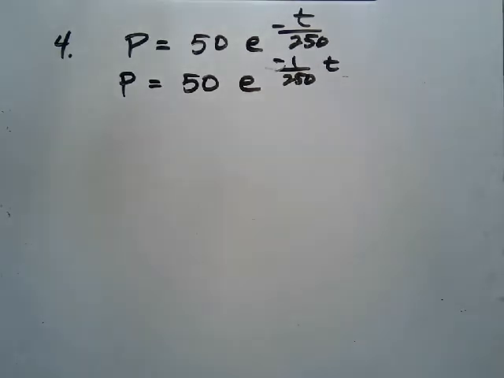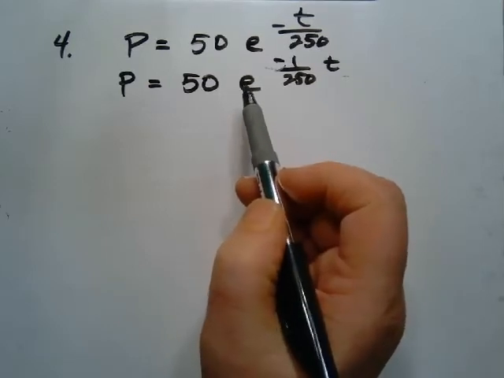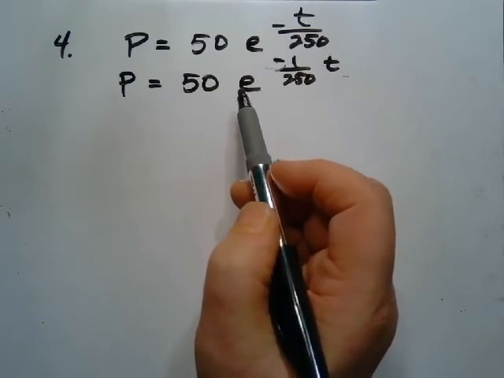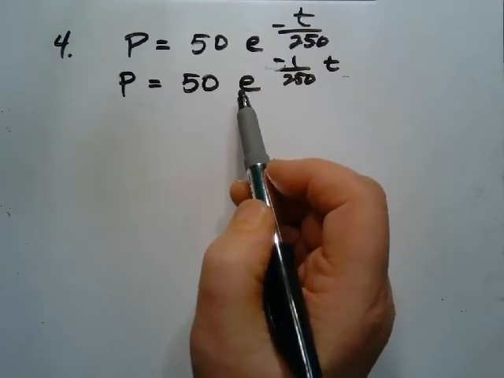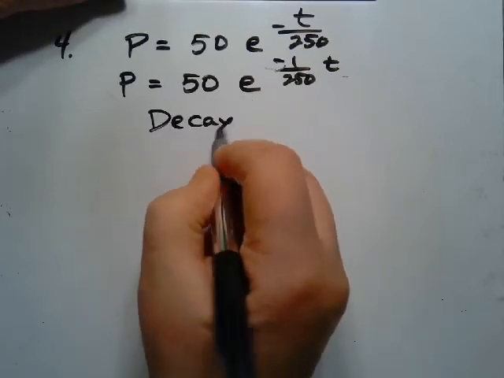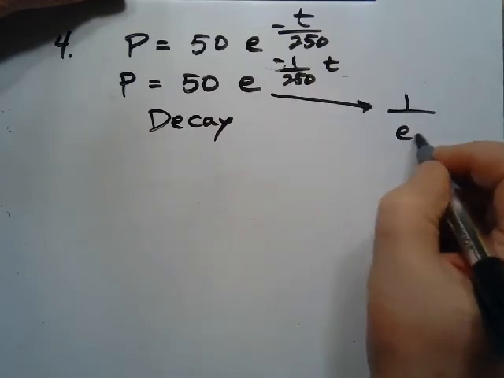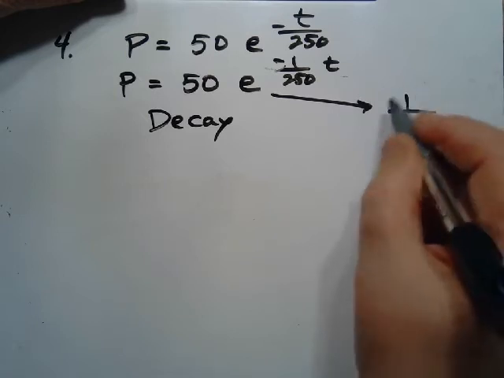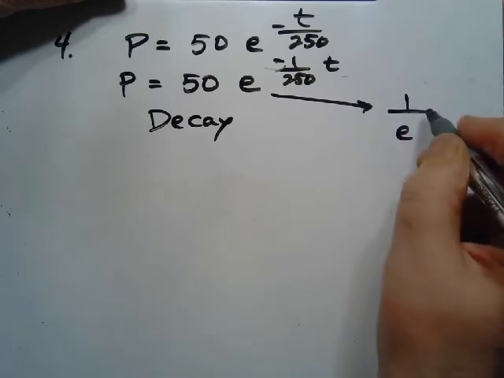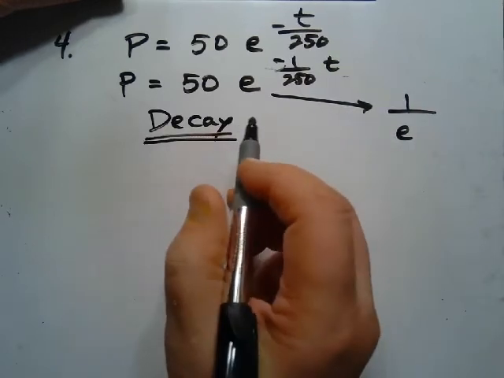It says a radioisotope is used as a power source for a satellite. The power output, P, in watts, is given by this formula, where T is the time in days. Is the formula for power output an example of exponential growth or decay? Well, it's decay here, and the reason is that this negative exponent causes this to flip over, 1 over e to that power. So this has now created a number less than 1. And so if the exponent is negative, we have a decay problem.